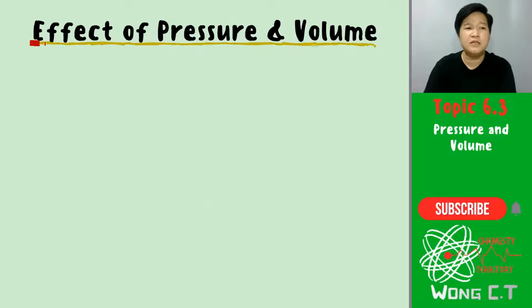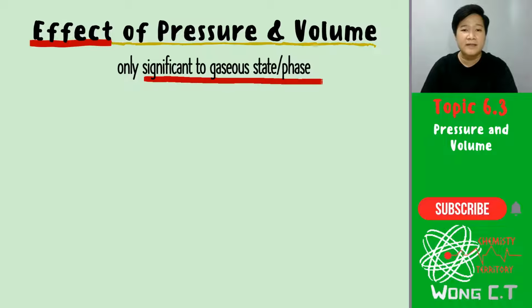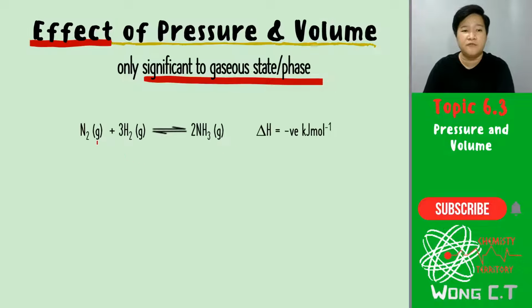And as everybody knows, the effect of pressure and volume is only significant for the gaseous state. Whenever we talk about pressure and volume, we only look at the gaseous state. Solid, liquid and aqueous will be ignored in this case. Therefore, when the question asks about pressure or volume, you must pay attention to the physical states in your chemical equation. If the physical state is a gas, then we will take it into account. So if everything is gas, then we will take everything into account.